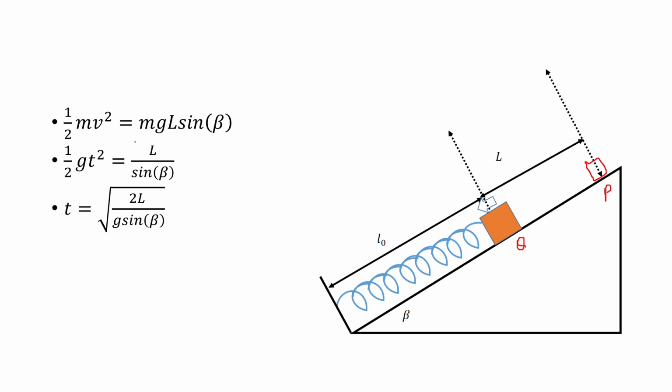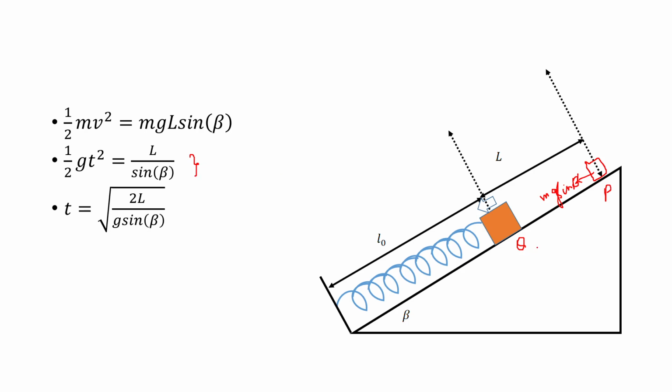Similarly, when we draw its free body diagram, the force acting on this block will be mg sine beta, and there is no other force, so acceleration is constant. So we can use the equation s equals ut plus half at square, and we can write this equation as half g sine beta t square equals L. So this is our equation, and we can calculate the time taken to move from P to Q.